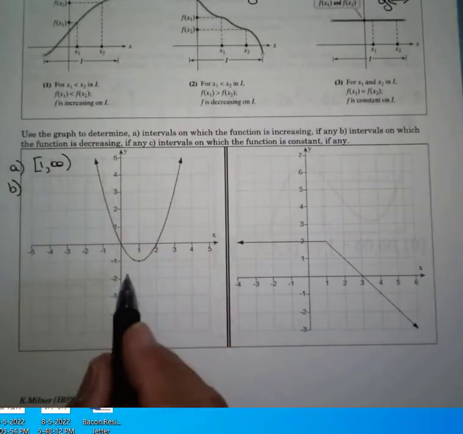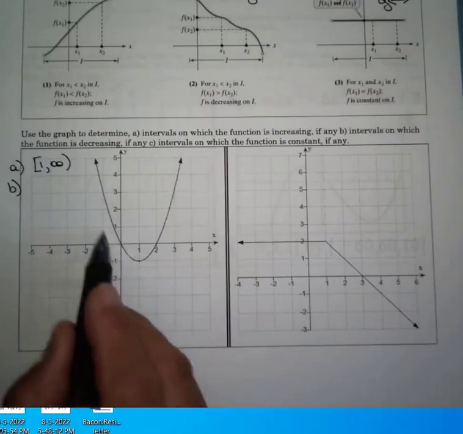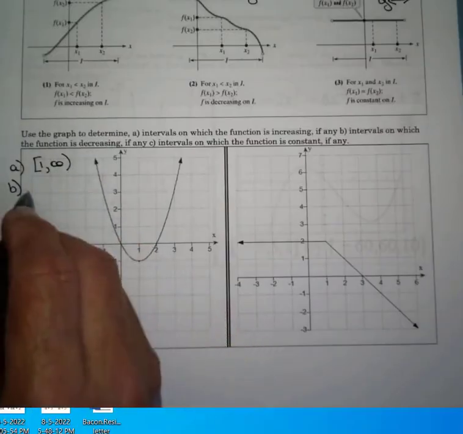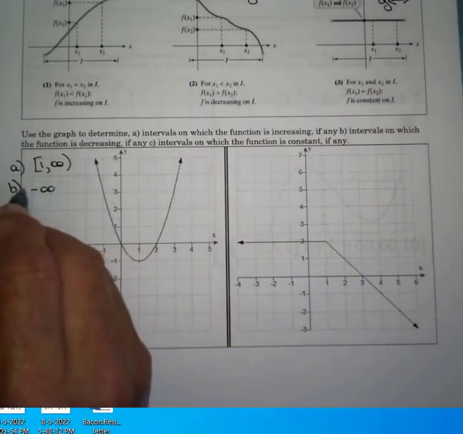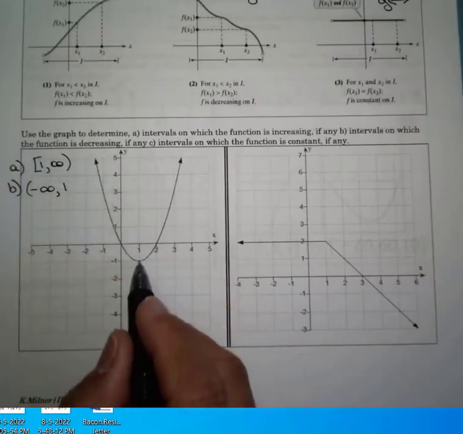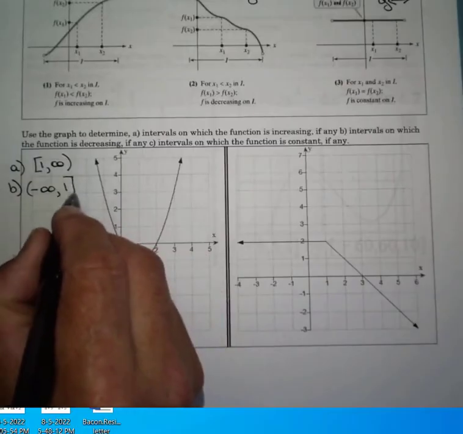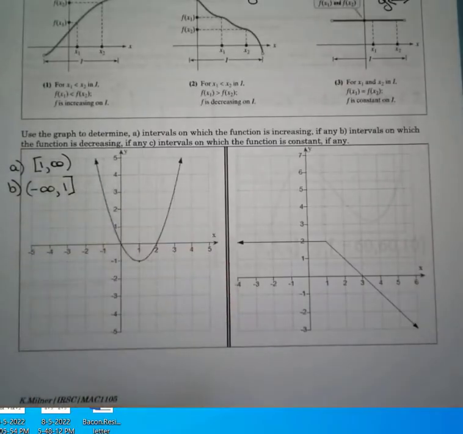And B, where's my decreasing part of this function? Well, the opposite. It starts at x of 1, doesn't it? It goes from 1 all the way down. So I'm going to say it goes to negative infinity. And then it stops at 1. It stops decreasing here at 1. That's where it swings around and goes up. And I'll say kind of included both of those.